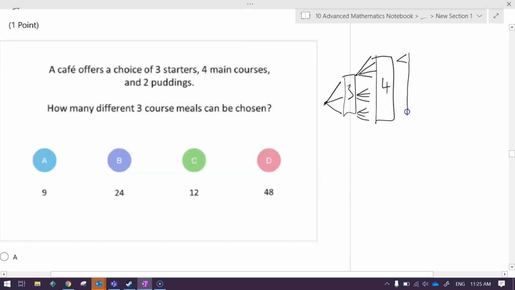And after each of those choices, each of those 4, it doesn't matter which dessert I choose, which main or which entree I've chosen. I've still got 2 desserts to choose. So I've got 3 starters, 4 mains, 2 puddings. Multiply those numbers together. 3 multiplied by 4 multiplied by 2. 24 different meals.